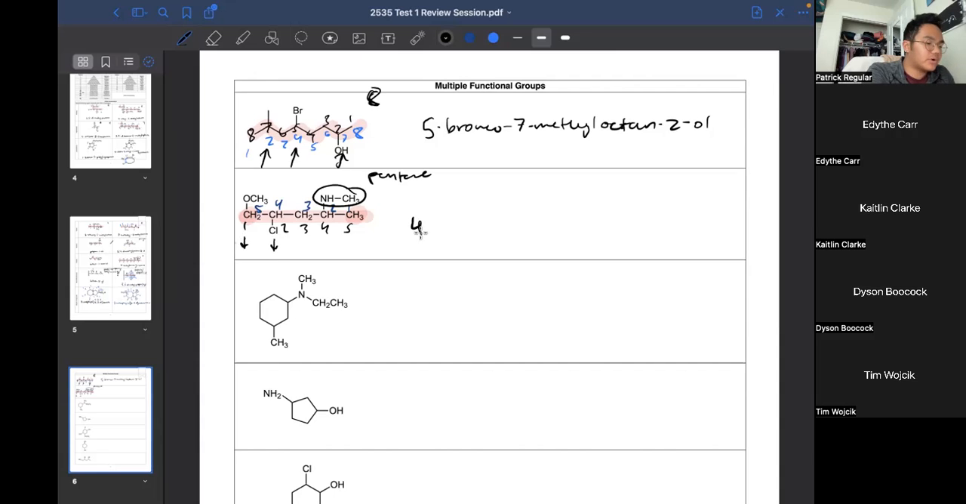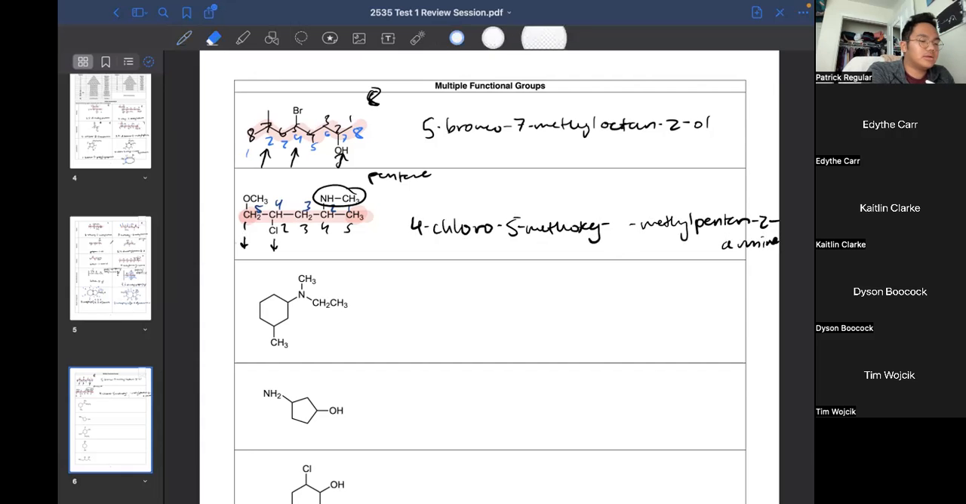So we'd have a 4-chloro, 5-methoxy, methyl pentan-2-amine. What will we put here? Someone want to shout out or throw in the chat? An N. Yep, we just put it in there.